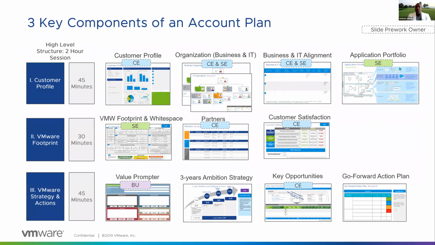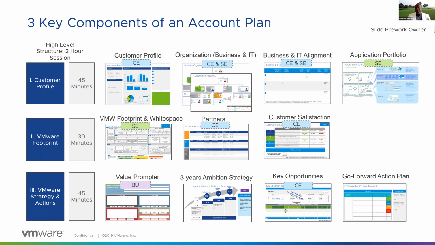So my suggestion to this particular seller was, let's break down the three key components of an account plan. And I said, send out this particular slide and ask your extended team to look at each component and say, if we had to do one 45-minute session on just one slide from each one of these categories, which one would it be? So we've got the customer profile slide, the IT org chart, the business org chart, the business and IT alignment framework, and then the application portfolio. All of that is under the customer profile section.